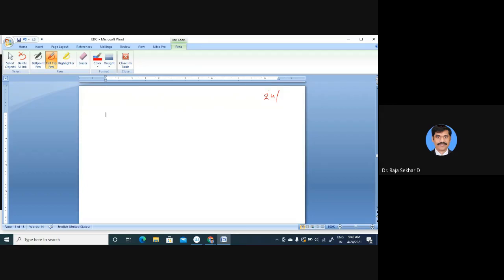UJT, unijunction transistor. The construction of UJT is similar to that of FET.